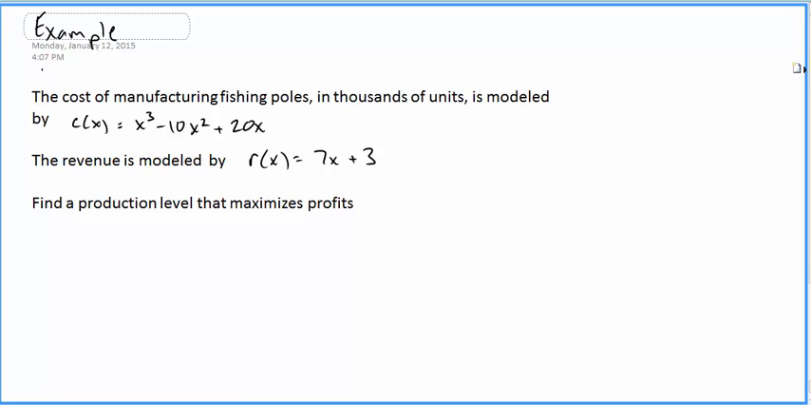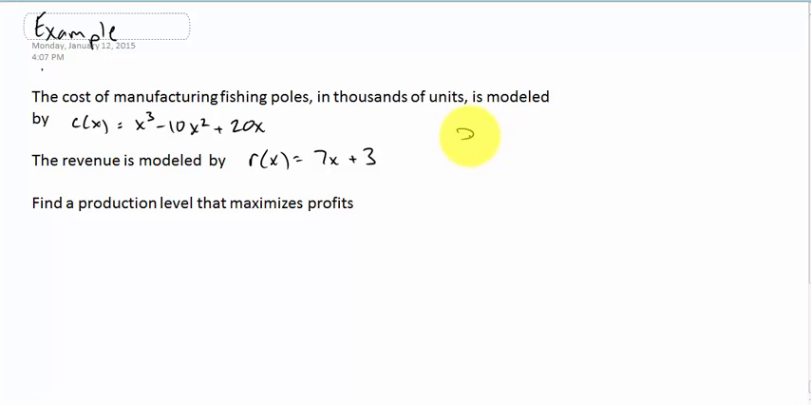Well, profit, if you remember, is revenue minus cost function. Okay, so we're going to do 7X plus 3 minus the cubic.